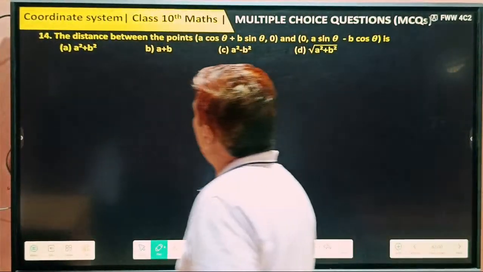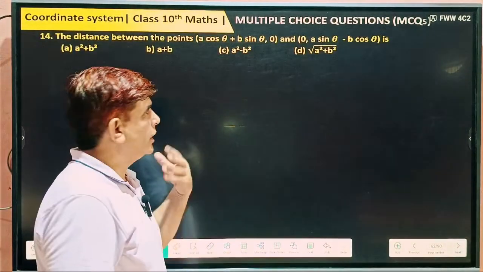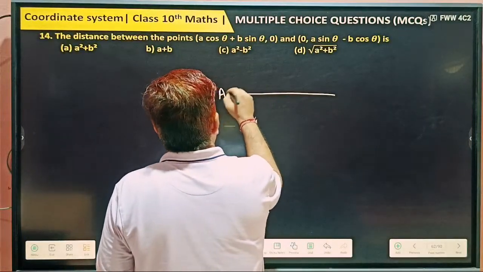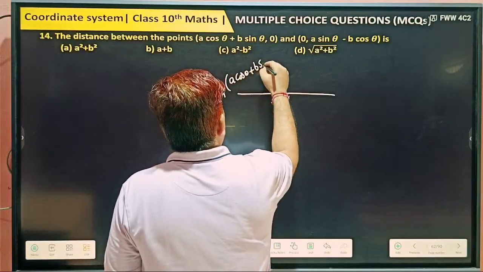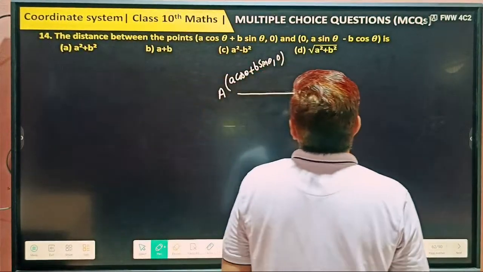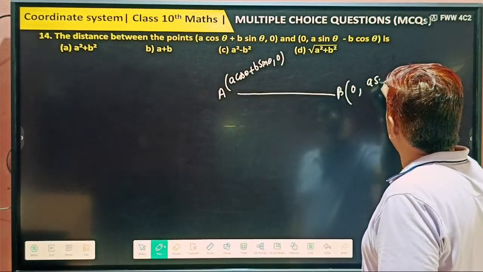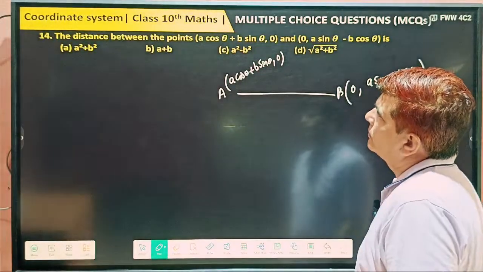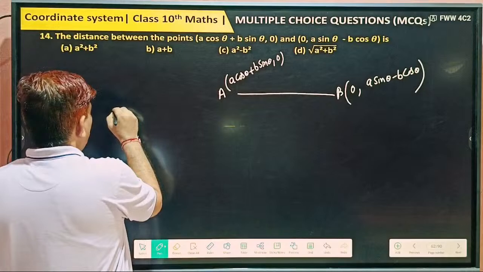Now 14. The distance between the points. I have already told you many times, the same formula is used again and again. So this point I have taken A, whose coordinates are A cos theta plus B sin theta, comma 0. These are the coordinates of this point. And another point B, whose coordinates are 0, A sin theta minus B cos theta. You have to find out the distance. So we can find the distance by using the distance formula.